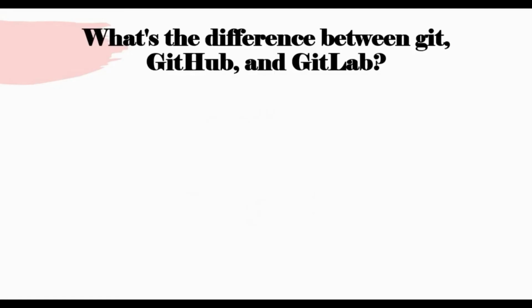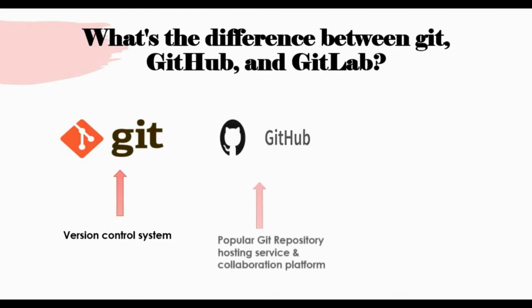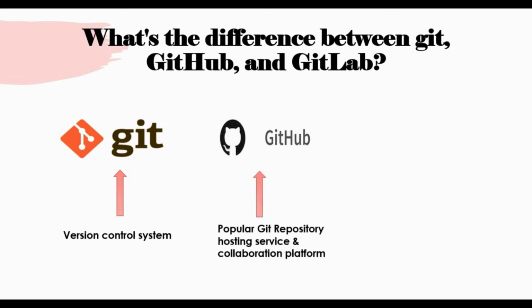Now let's get into a little bit more on this. Just as a recap, what is the difference between Git, GitHub and GitLab? In simple words, Git is a version control system or software which will be installed locally on your machine, whereas GitHub is a popular Git repository hosting service and a collaboration platform. And GitLab is a repository hosting service, again similar to GitHub, with more CI/CD or DevOps features.